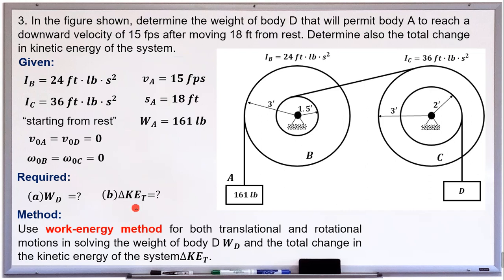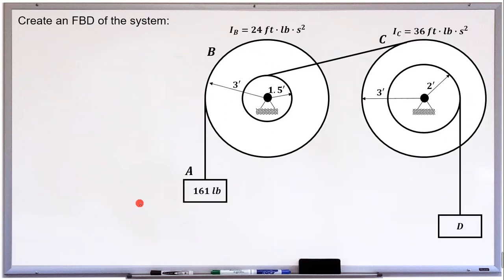But if the problem only requires you to solve for the weight, the mass moment of inertia, or the velocity or displacement, you can use directly the work energy method, because this one is more efficient compared to the force inertia method. That is in terms of the amount of time that you are going to allocate when solving such problem. Now, let's continue for this problem.